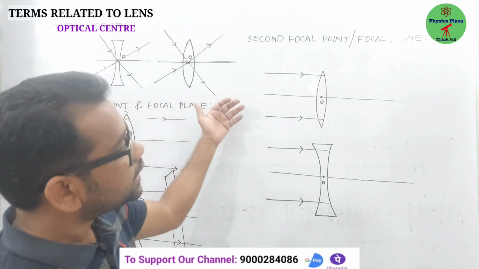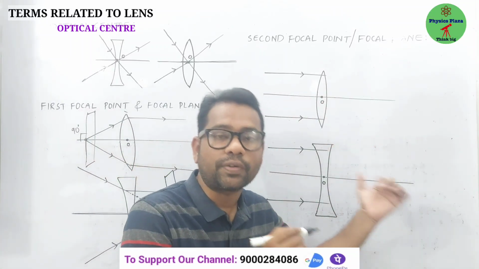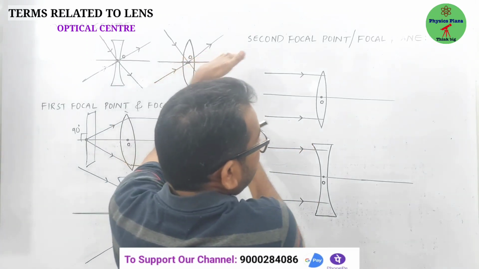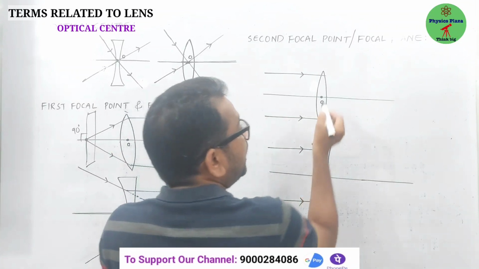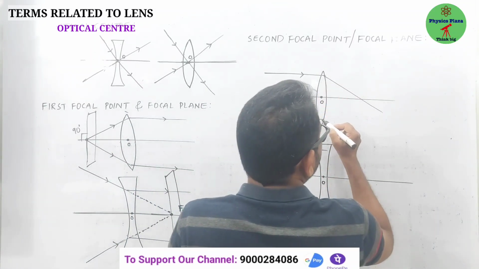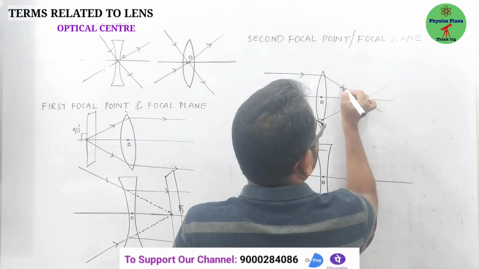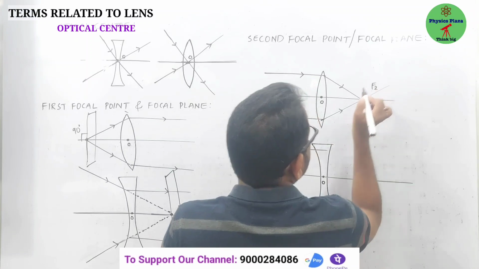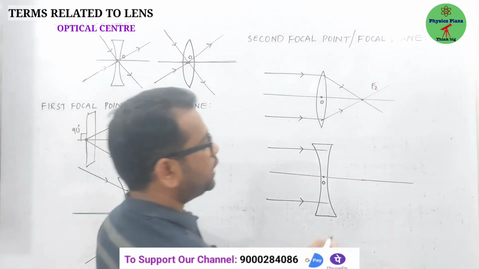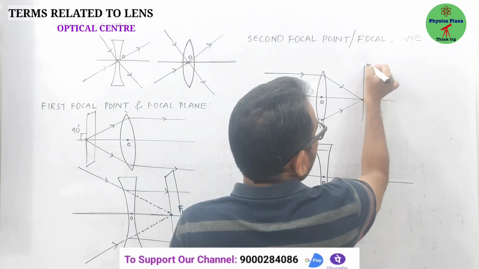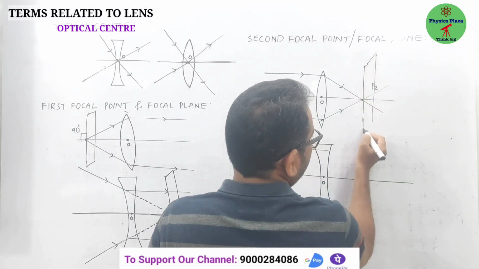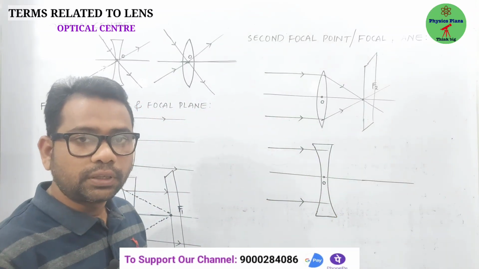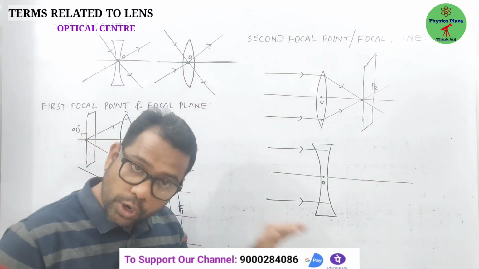Okay, fine. Come to the second focal point. First we will discuss it for a convex lens. The parallel light rays come and are incident in such a way that after refraction, all refracted light rays meet at a common point on the principal axis. That point we call the second focal point. And the plane which is passing through this second focal point and which is perpendicular to the principal axis is called the second focal plane.